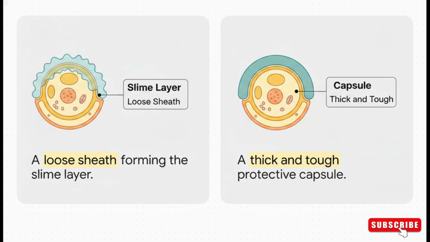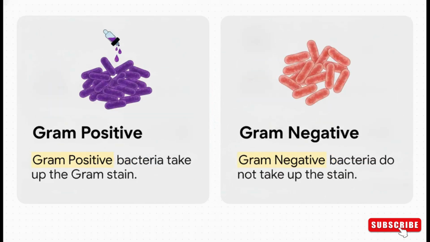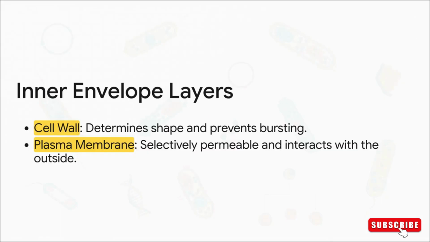Because these envelopes can be so different, scientists had to come up with a way to classify them. Enter gram staining. Bacteria are sorted into 2 massive groups based entirely on how their cell envelopes react to a specific stain developed by a scientist named Gram. Gram-positive bacteria take up the stain. Gram-negative, they do not.